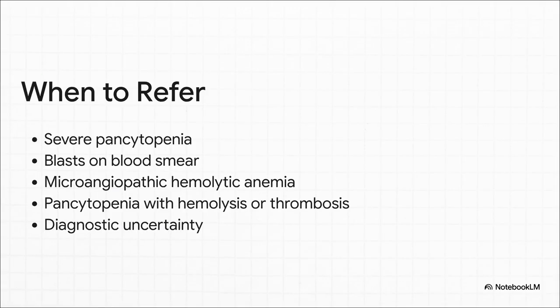So here's your checklist for when to call hematology. Seriously. Severe pancytopenia, seeing weird immature cells or blasts on the smear, or seeing broken red cells called schistocytes. Any of these are an immediate phone call. And you know what? Even if you've done the initial workup and you're still scratching your head, that's a perfectly good reason to refer. Don't hesitate.